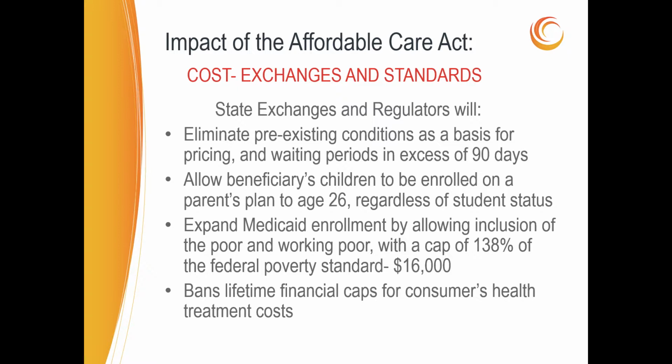Also, from a cost standpoint at the state level, beneficiaries' children were allowed to continue to be enrolled on a parent's insurance plan to age 26, regardless of their status as an active student. The states were also expected to expand Medicaid enrollment by allowing inclusion of the poor and working poor, with a cap of 138% of the federal poverty standard. 138% equals approximately $16,000 for a single person in income.